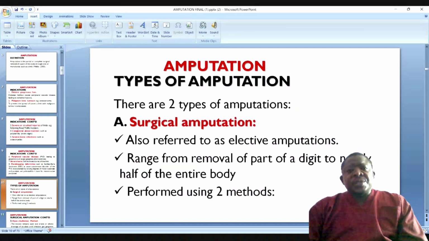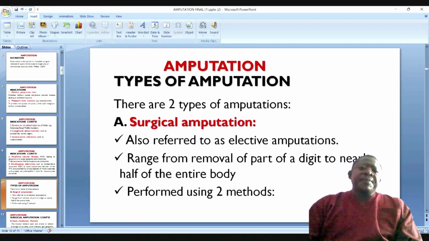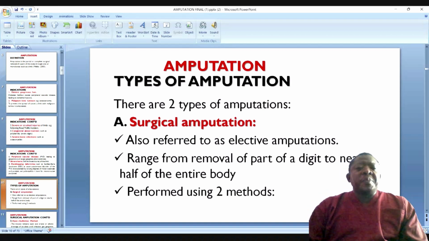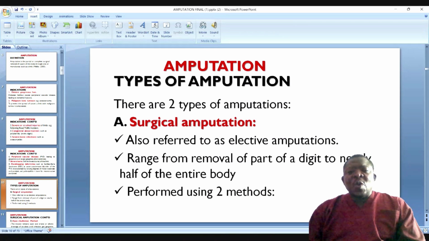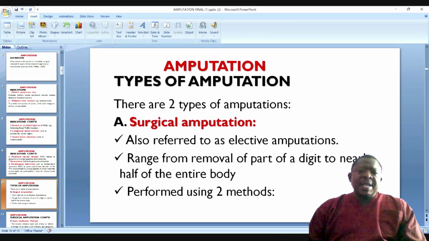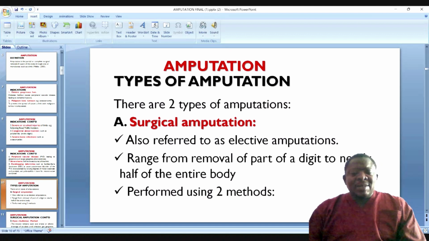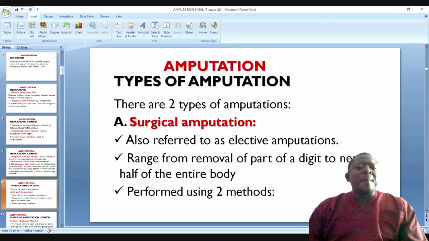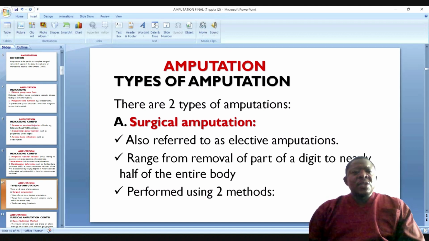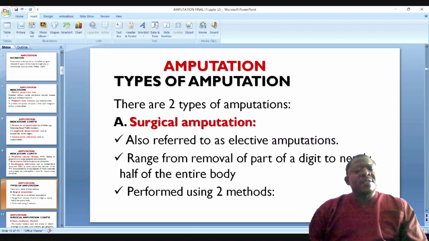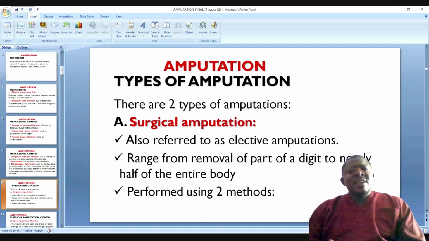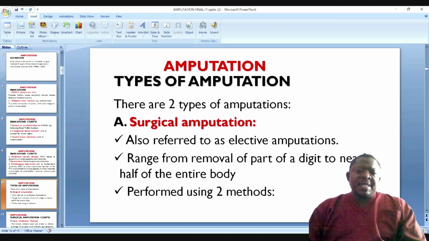Okay, so with that discussed, let us now look at types of amputation. There are basically two types of amputation. The first one is surgical amputation. Then the second one is traumatic amputation. The one after surgery, surgical. The one after trauma or traumatic injury, we call traumatic amputation.